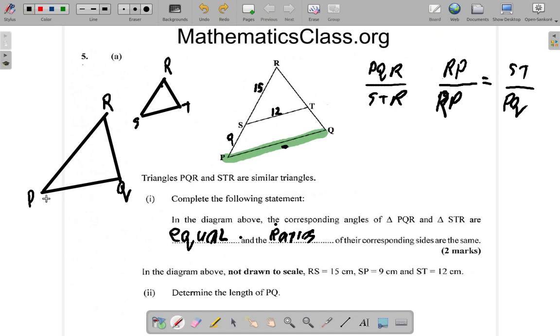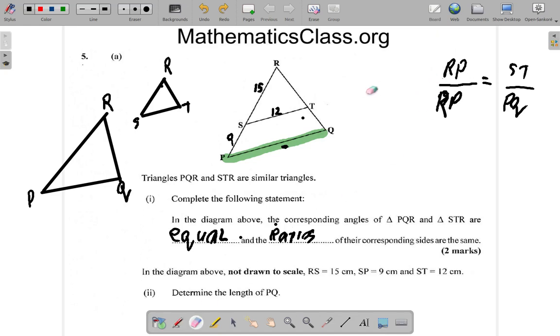PQ is on the big triangle. ST is on the small triangle, PQ is on the big triangle. Same triangles, just that I put them aside. So what you're going to say here now is that just like how these are in the same ratio, RP and RQ are in the same ratio. Alright, I still had this.